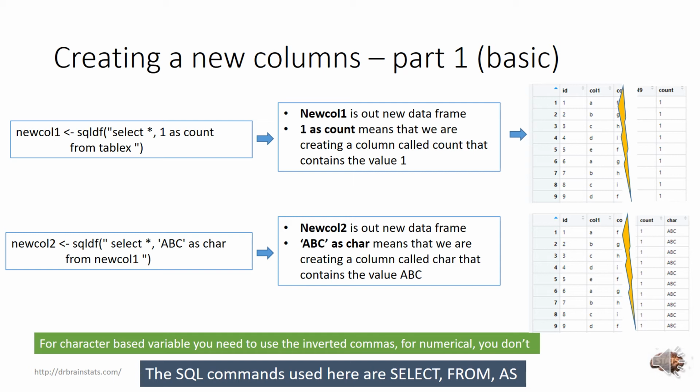In our second example, we're going to create a new column called char, which has a value ABC. To break down the code even further, new col2 is our new data frame. ABC as char means that we are creating a column called char that contains the value ABC, as shown on the slide.